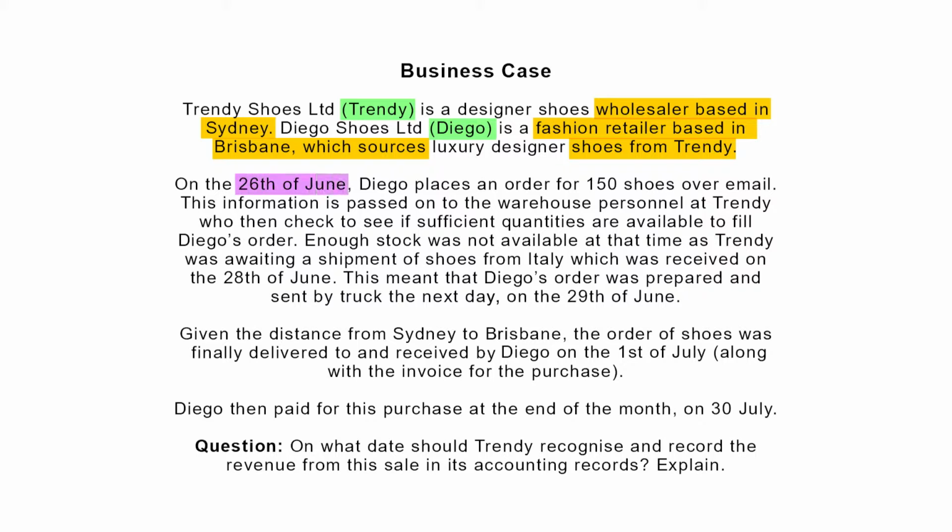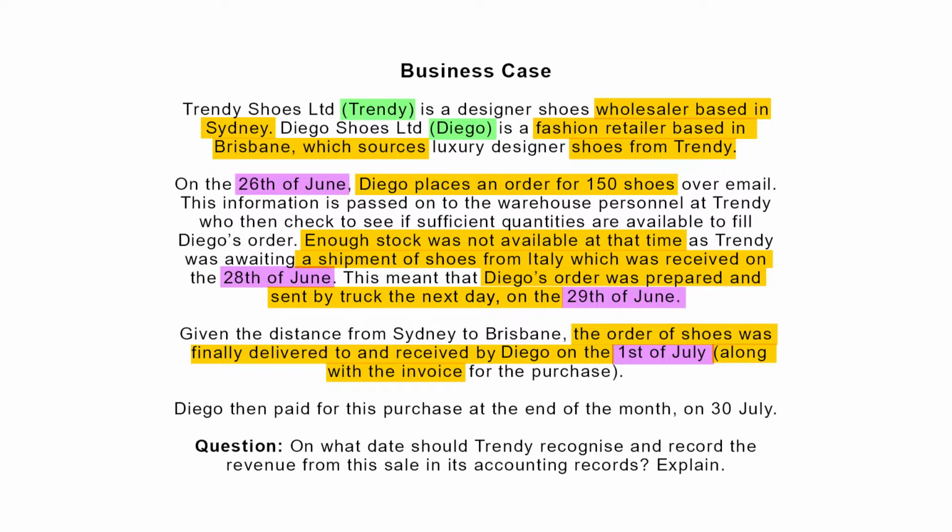On the 26th of June, Diego places an order for 150 shoes. Enough stock was not available at that time. A shipment of shoes from Italy was received on the 28th. Diego's order was prepared and sent by truck on the 29th of June. The shoes were finally delivered to and received by Diego on the 1st of July along with the invoice. Diego paid on the 30th of July. Now that we have the key facts, we can move on to the next step.